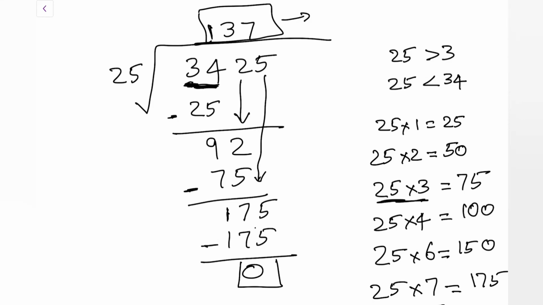These are the boxes needed to pack 3425 sweets. So this is how you can solve a division word problem.